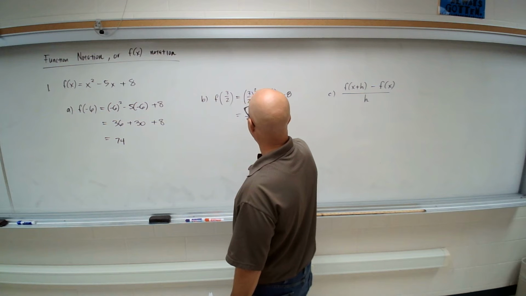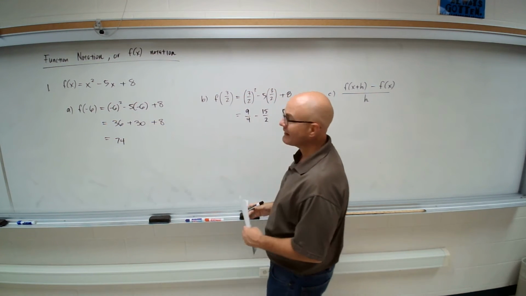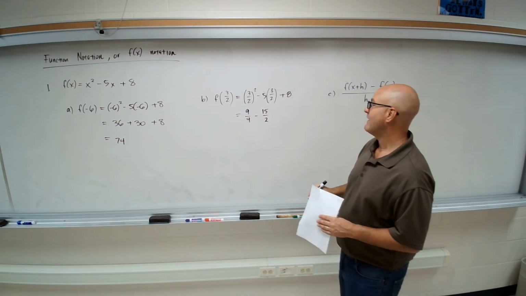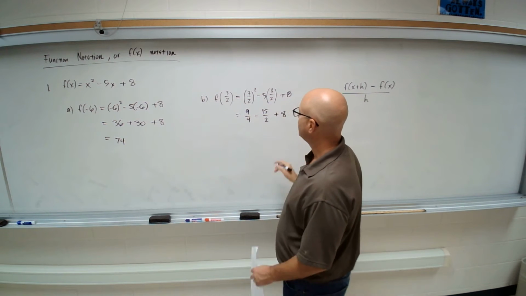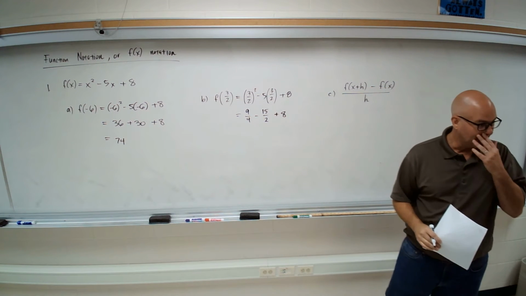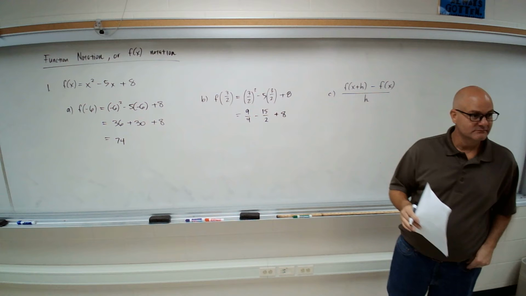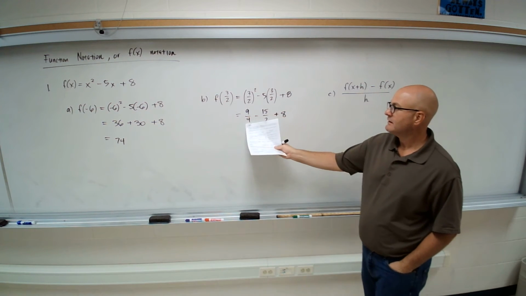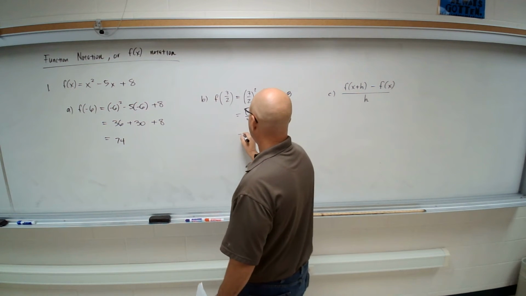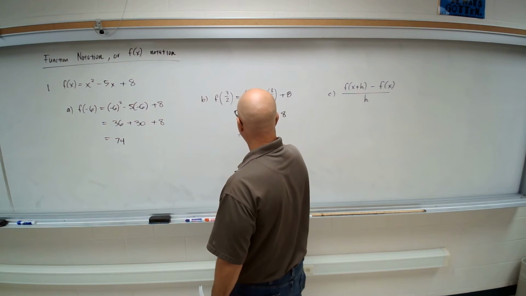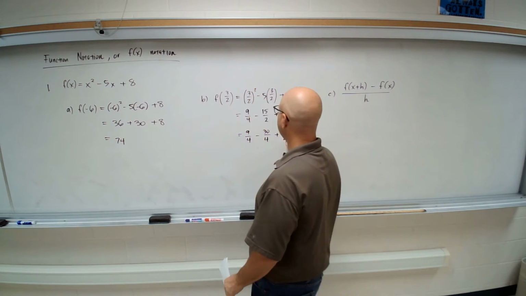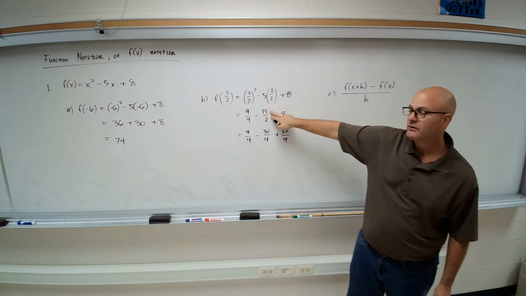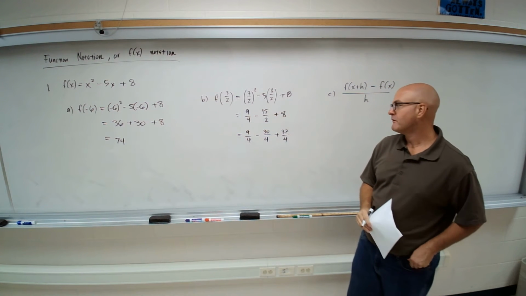And then here we get minus 15/2, because we do 5 times 3. And then we have plus 8. Now at this point, I'm just going to get them all to have the same denominator. Should be pretty good from there. So 9/4, this would be minus 30/4, and then plus 32/4. So multiplied by 2/2, multiplied by 4/4.